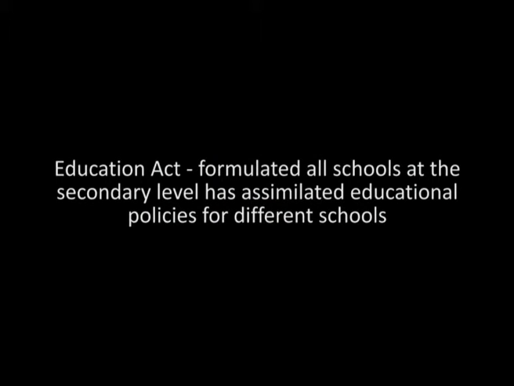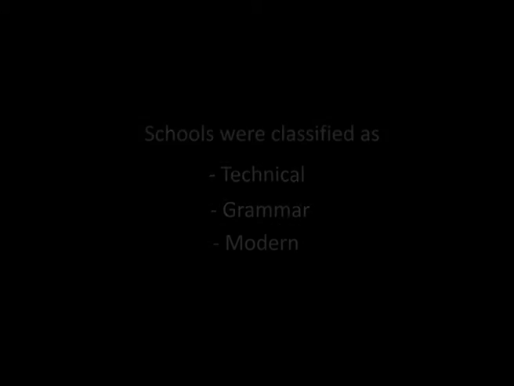According to the 1944 Education Act, which was formulated for all the schools at the secondary level, educational policies were assimilated for different schools. Accordingly, the schools were classified as technical, grammar and modern schools. The curriculum for all these courses will vary, but not the pride and prestige. However, it is seen that there has been parity in these three kinds of schools. The grammar schools, selected by the students, prepare and educate them for middle class jobs. It is still struggling to form an elite group in society.